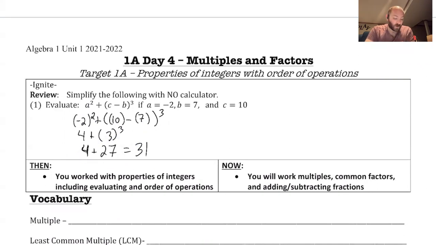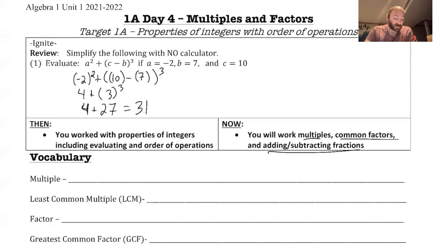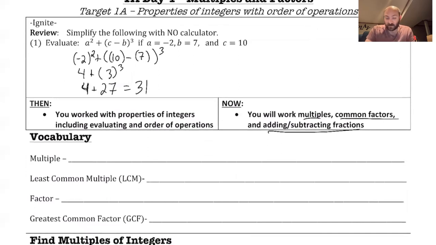Okay, so that's what we worked on before, was our order of operations with evaluating. Now we're going to work with what's called multiples, common factors, and then we're going to talk also a little bit about adding and subtracting fractions, because that's going to tie to those. So let's start with the definitions of each of these.